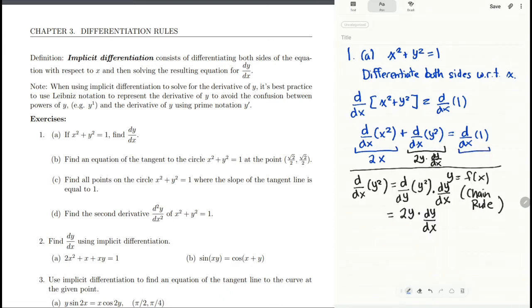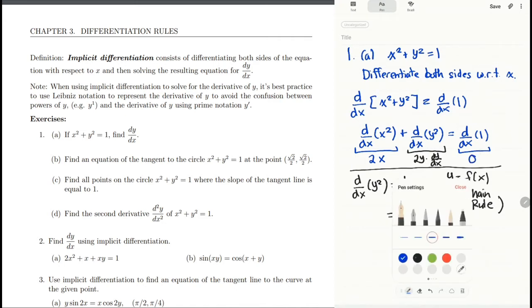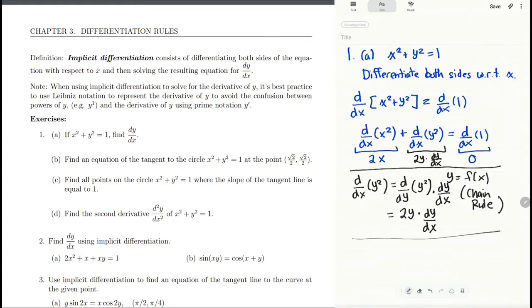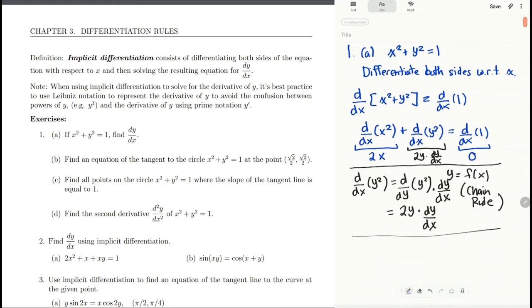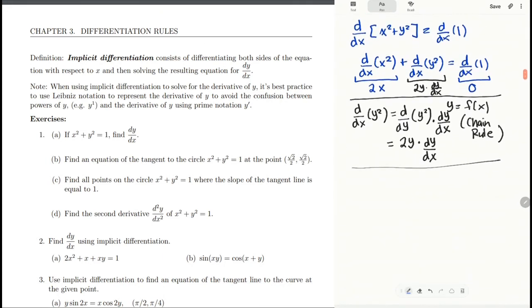And then on the right-hand side, we have the derivative of 1 with respect to x, and we know that this is equal to 0. So now we have the equation 2x plus 2y times dy over dx is equal to 0. And so what we're looking for is dy over dx. So we can solve for the derivative in this equation.